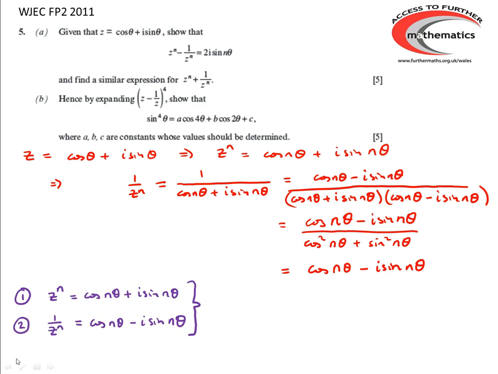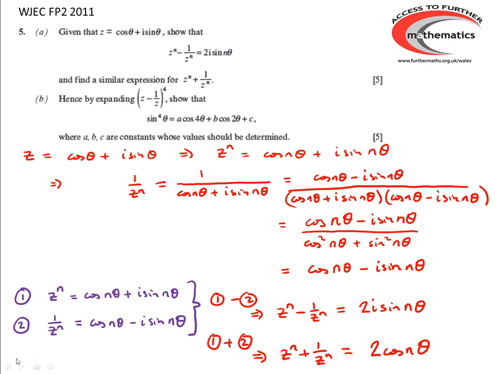So we've got these two expressions. First of all, z to the n is cos n theta plus i sin n theta. And 1 over z to the n is cos n theta minus i sin n theta. If we subtract number 2 from number 1, we get z to the n minus 1 over z to the n is 2i sin n theta, which is exactly the expression we were asked to prove. And if we add equation 1 and equation 2, we get z to the n plus 1 over z to the n is 2 cos n theta.